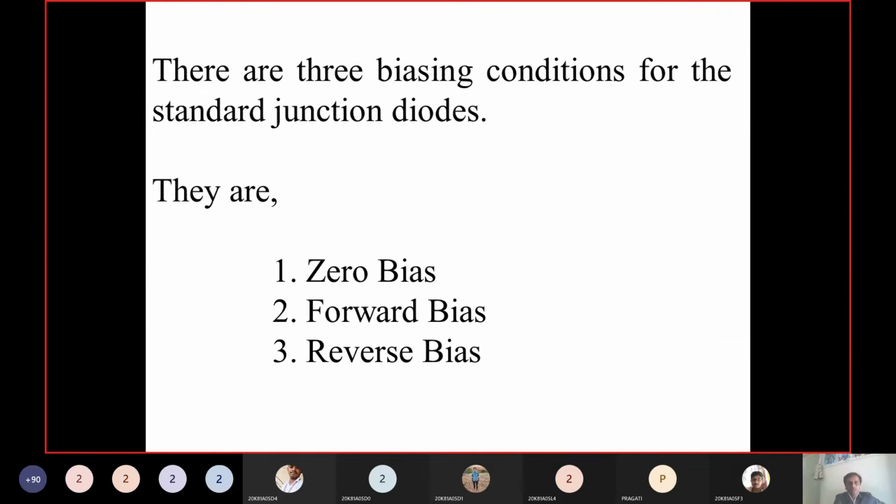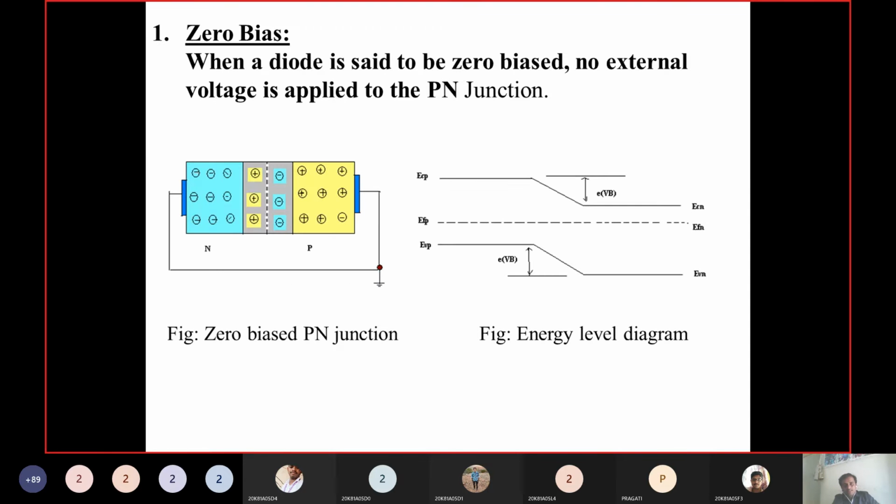Now coming to biasing. There are three types of biasing. The first one is zero bias, the second one is forward bias, and the third one is reverse bias. So we'll discuss these three types of biases.